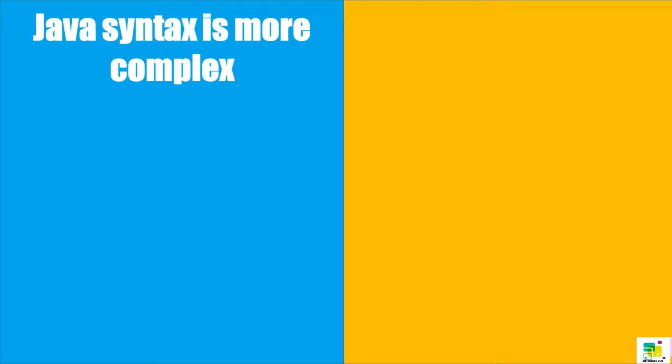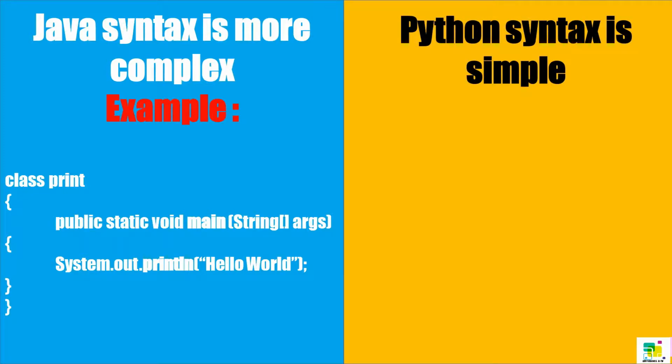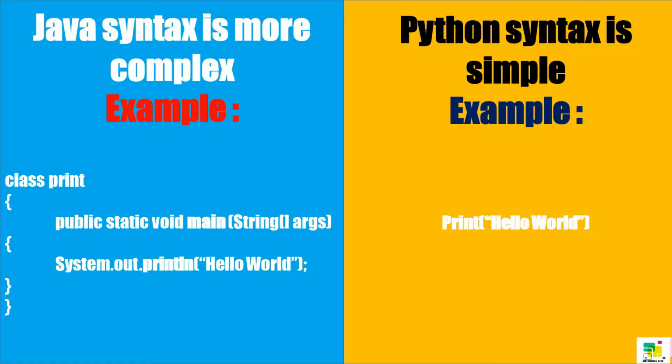Java syntax is more complex, as you see in the example. In order to print hello world we have to write so many lines of code. And in Python the syntax is simple, as you see in the example. In order to print hello world we just have to write one line of code.